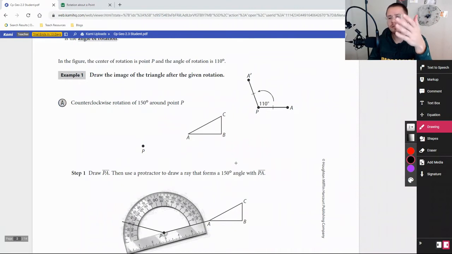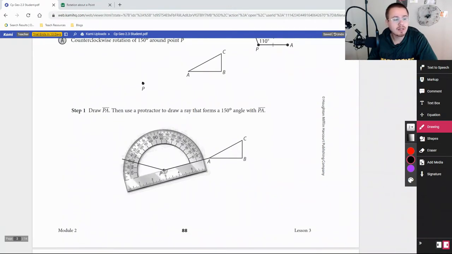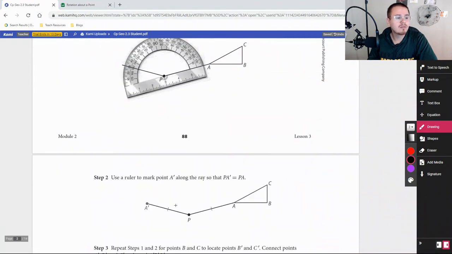Now, they're doing this with protractors. Personally, I'm not digging that vibe right now. Maybe we'll do that later. But if you happen to have one, or you want to pull a digital one out, you see there's the point. So what they have to do is make a rotation of 150 degrees. To make that happen, they line up the protractor at the point and line it up with the pre-image and sketch the angle.